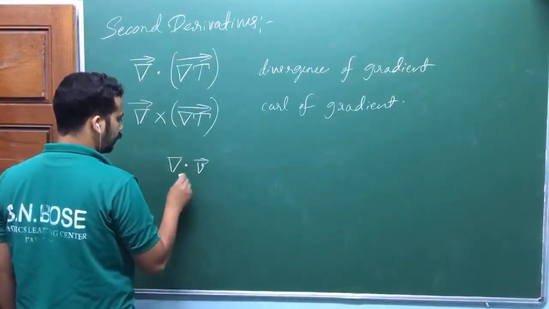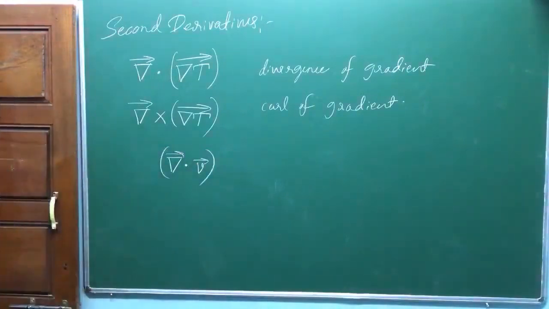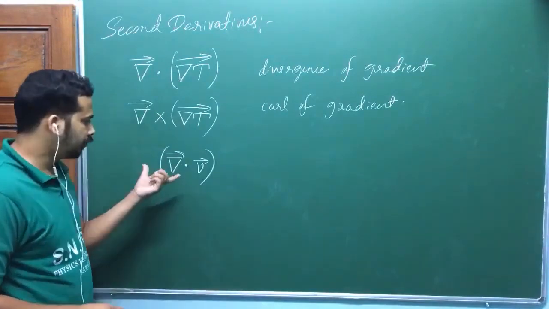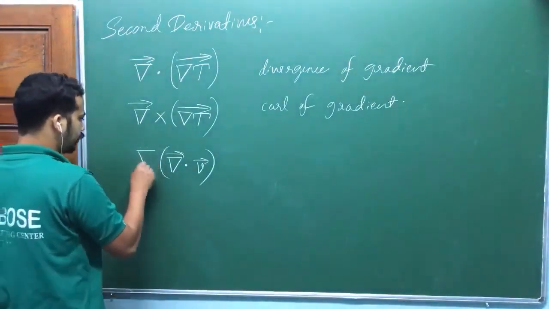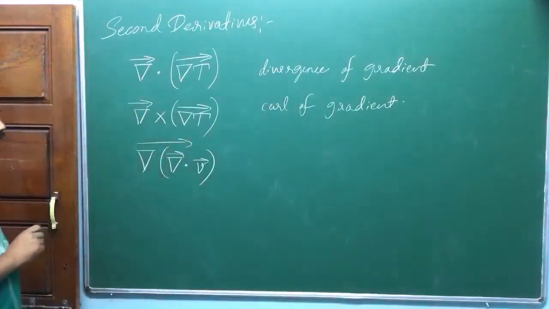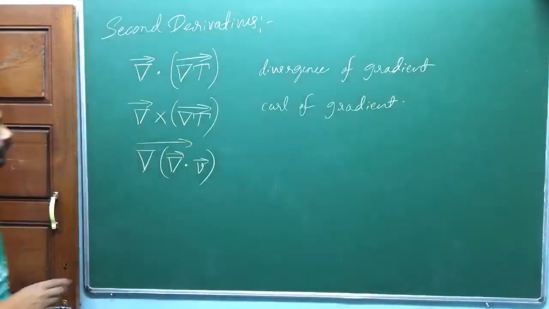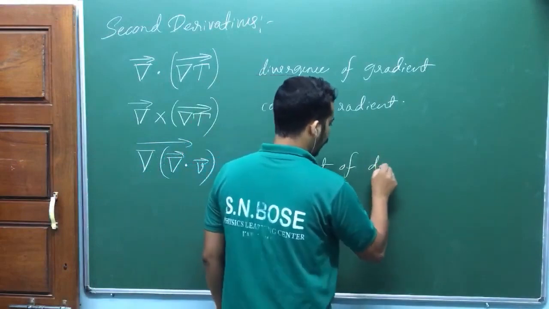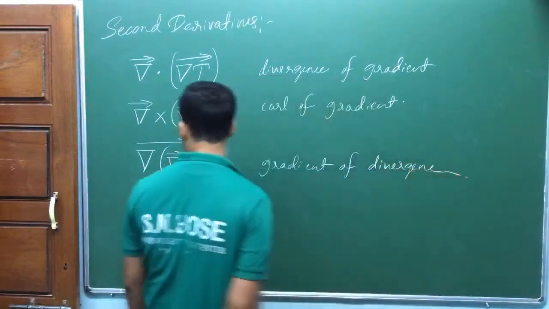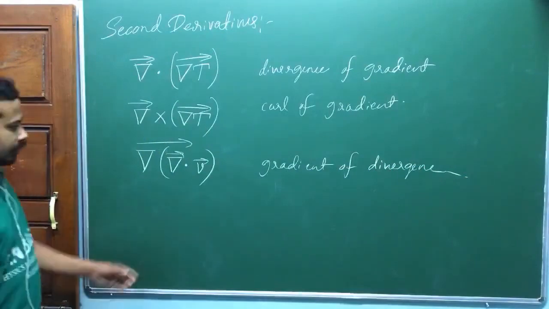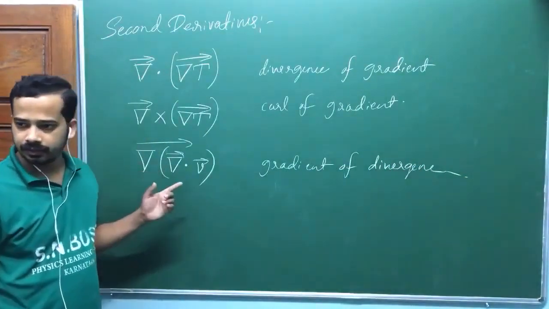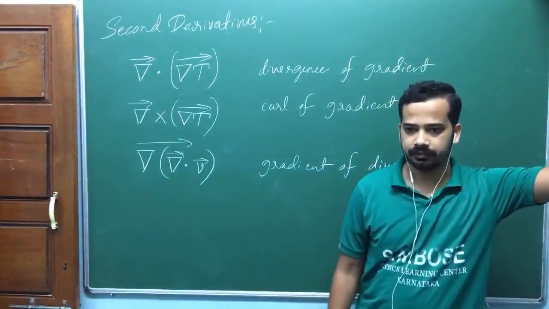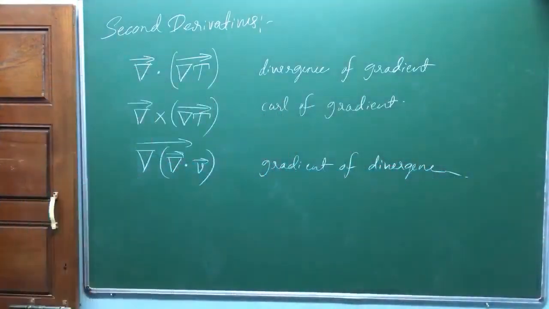After this gradient, we have taken divergence of a vector field, am I right? Do you remember? The divergence of a vector field is a scalar field, isn't it? It was a scalar. Now what can you do with that scalar? You can take the gradient. Gradient of divergence. Is that okay? It's a scalar, you can take a gradient, isn't it? With a scalar we have taken gradient, with a vector we have taken divergence and curl. So these are the three things.